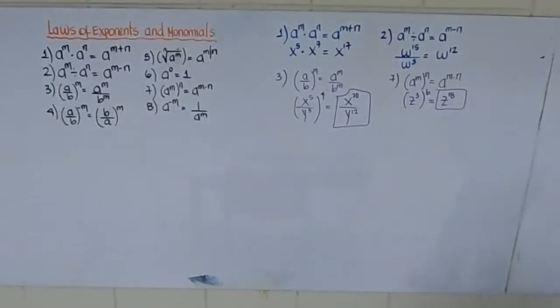So as you can see, rule number 3 and rule number 7 are talking about the same thing. The difference is number 3 is just in case you have fractions. And number 7 is just in case you have, how to say that, a whole number. All right. Are you following this so far?